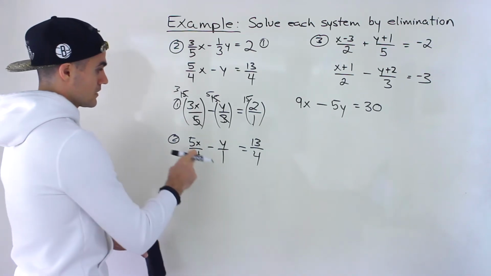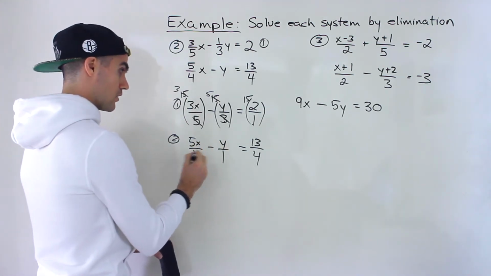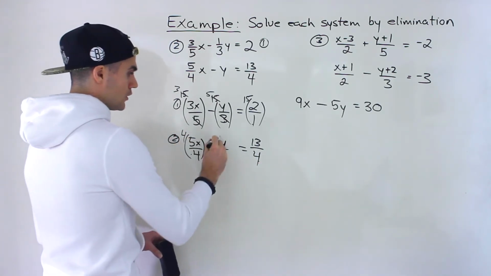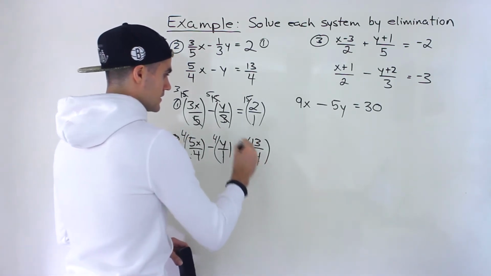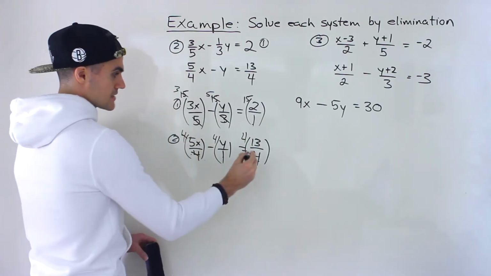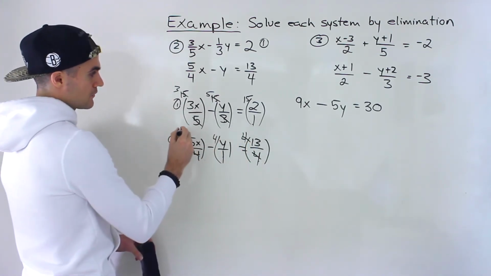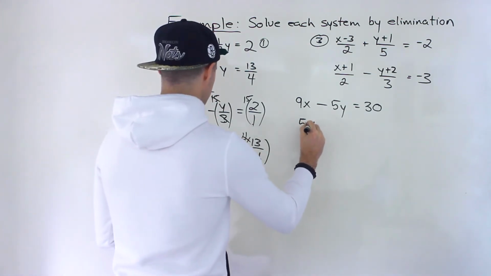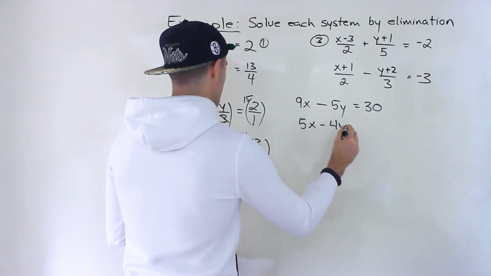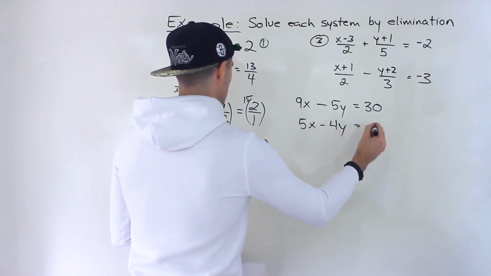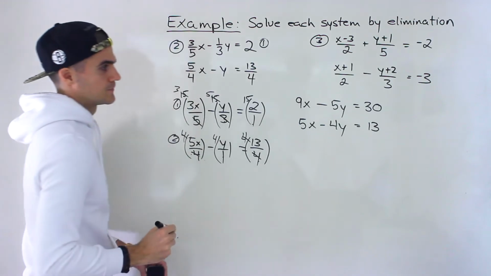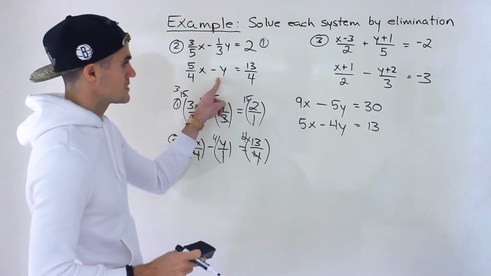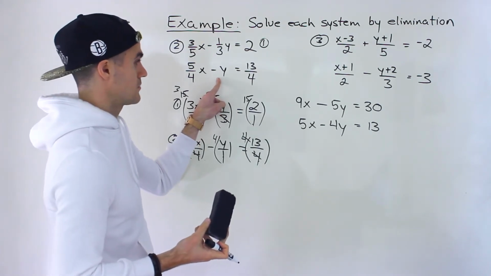All right, and then doing the same process for the next one, 4, 1, and 4, it's just 4, the lowest common denominator. And this one's nice. These just cancel out, so there's nothing left here that we have to worry about like we had over here. So we'd end up with just 5x minus 4y is equal to 13. Okay, so this and this are the exact same thing.